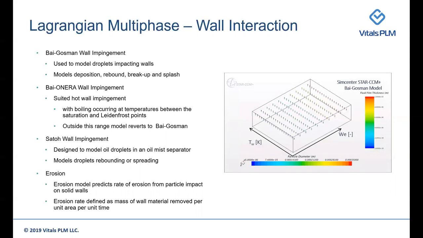And the third model we have is a shutter wall impingement model, which is useful to model the oil droplets in a typical oil mist separator. It is possible to model droplet rebounding and spreading using the shutter wall impingement model. And finally, we have the erosion model under Lagrangian multiphase.